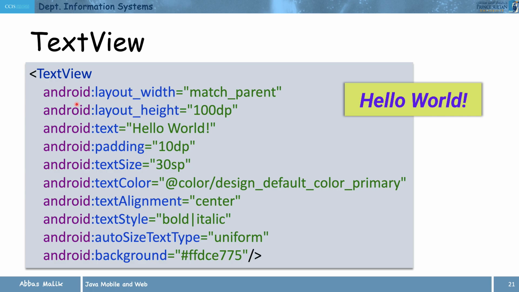Or wrap content mean based on the contents which are coming inside that widget, it will automatically adjust its height and width. Or we can say the fixed value, 100 pixels, 50 pixels, 30 pixels.